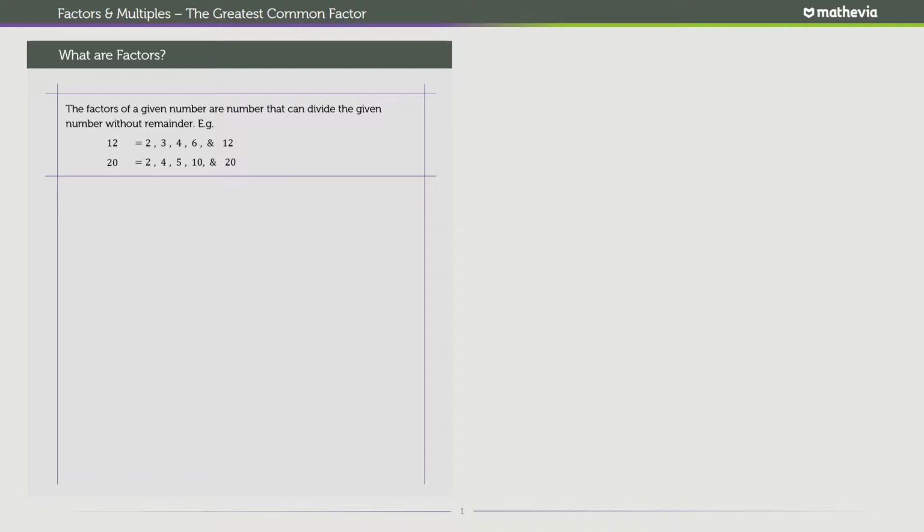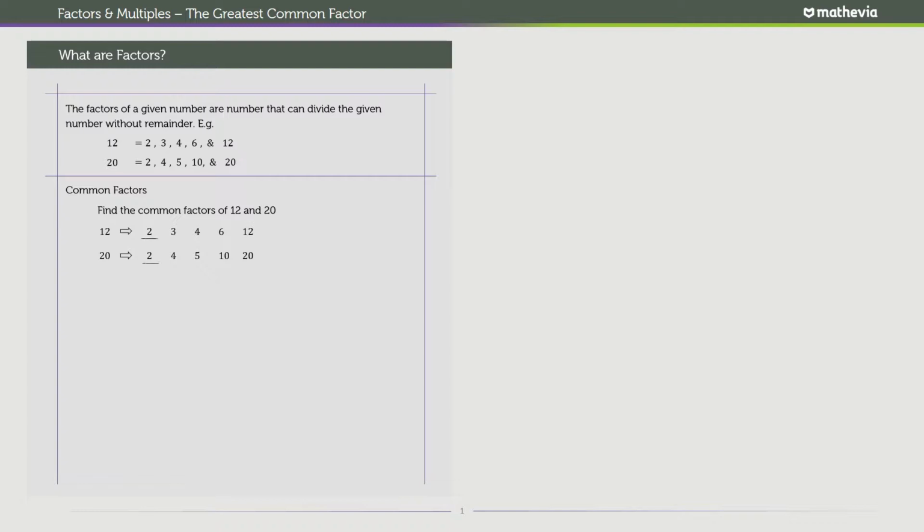Now, let's talk about common factors. All right, so common factors. Now, you could be asked to find the common factors of 12 and 20. Now, we already established the factors of 12 and 20: for 12 we have 2, 3, 4, 6, and 12, and then for 20 we have 2, 4, 5, 10, and 20. And quite simply, the common factors of 12 and 20 are the numbers you find amongst the factors of 12 that you'd also find amongst the factors of 20.